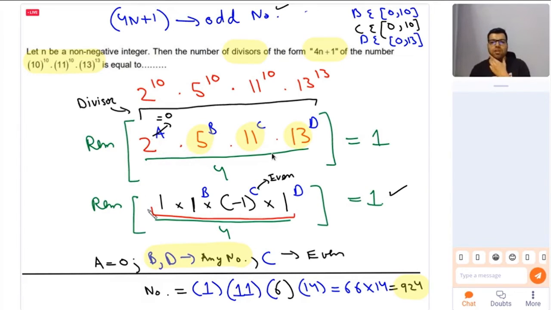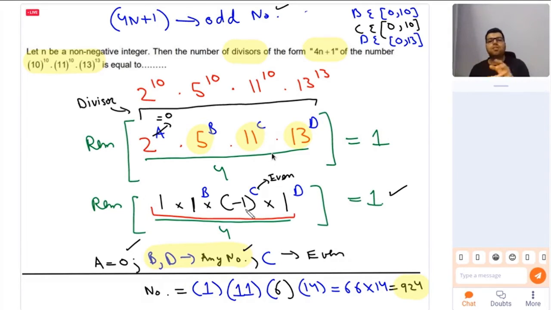So A was 0. Great. What about the other numbers? 5 raised to power b, 11 raised to power c, 13 raised to power d. I replace them with their respective remainders with 4. So 1, minus 1 and 1. So 1 raised to power b and 1 raised to power d are anyway equal to 1. So b and d can be any numbers. The problem comes only with c, minus 1 raised to power c.